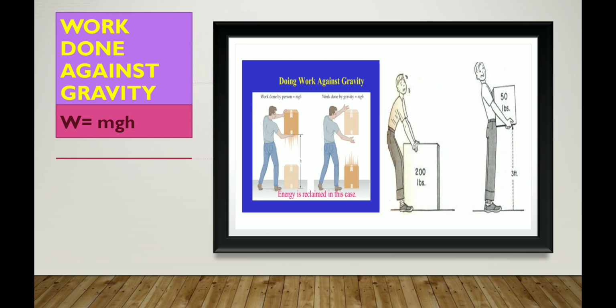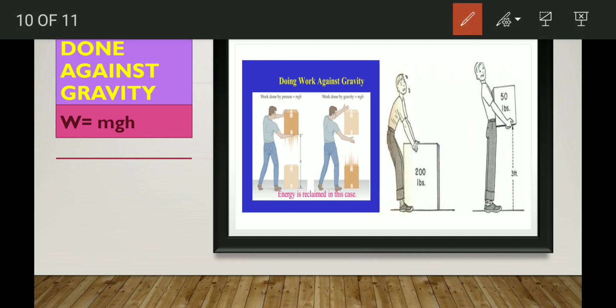Now this is the next slide which shows the condition when work is done against gravity. In both the figures you can see either the man is lifting the object, like in this case, or here it is being dropped. So in both of the cases the work is done and the body is moving either up or down.